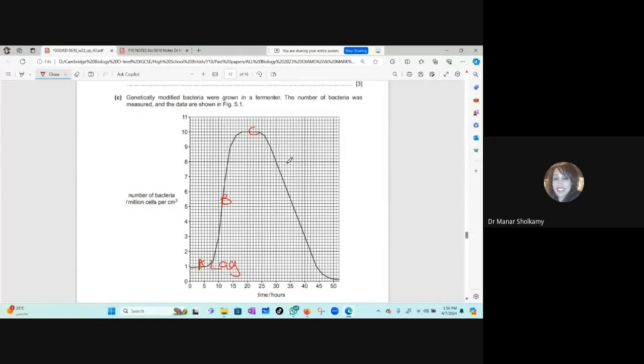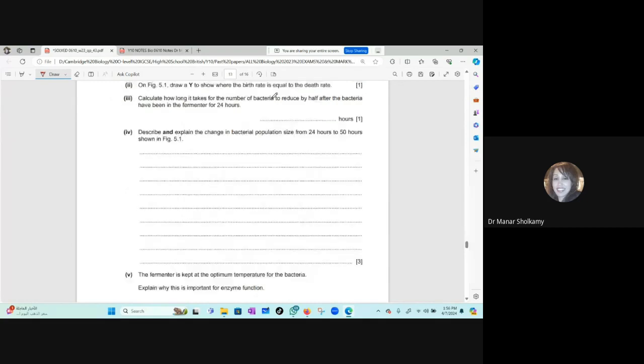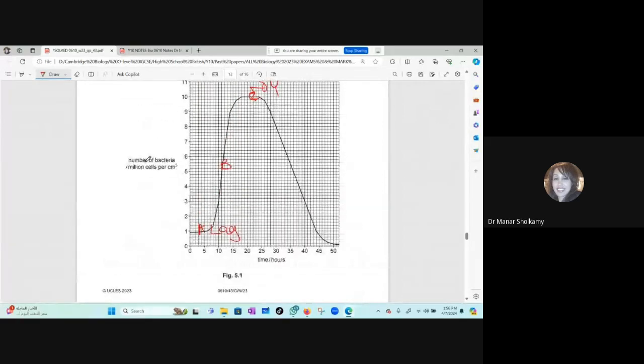When the birth rate is equal to the death rate, that is the constant phase. Okay, calculate how long it takes the number of bacteria to reduce by half after the bacteria has been in the fermenter for 24 hours.